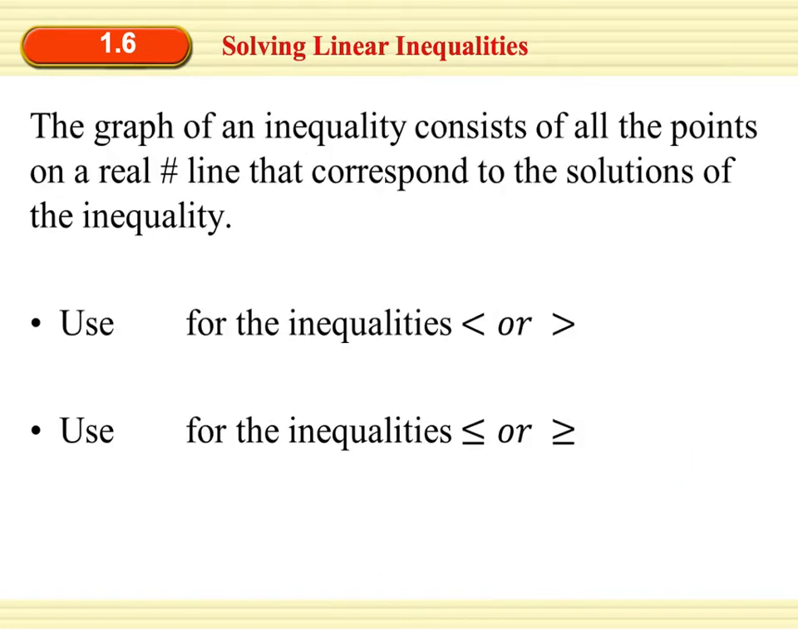The graph of an inequality consists of all the points on a real number line that are solutions to that inequality. When we graph an inequality, we use an open circle over the point for inequalities that are either less than or greater than. And if you remember from Algebra 1, if our inequalities are less than or equal to or greater than or equal to, then we use a closed circle over that point.